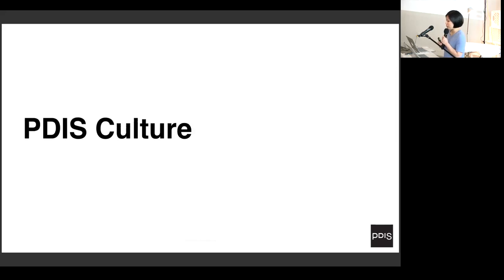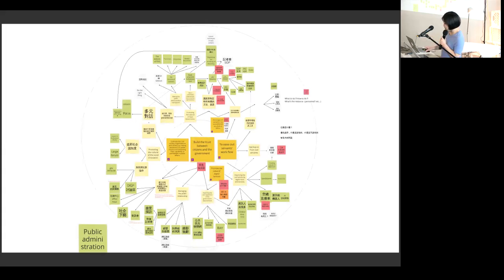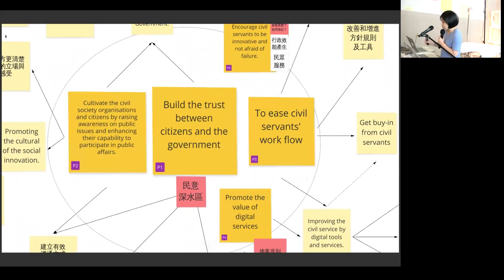I would like to share with you the PDIS culture and values that correspond to the PO network and collaboration workshops. This picture represents the working culture embedded in our team and something we like to develop within the civil servants and the wider public: the notion that small impact can eventually transform into significant change. The projector is not clear, but you will be able to see it on your laptop or phone. I will zoom in so that you can see it better.